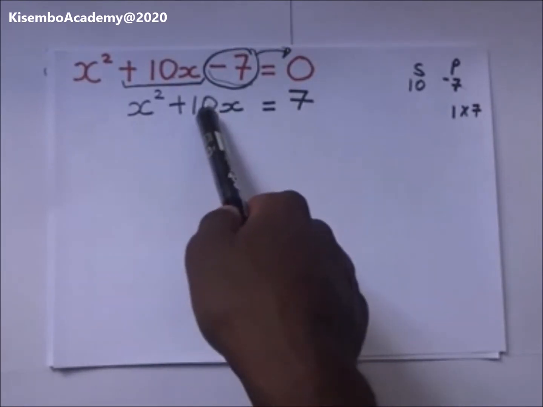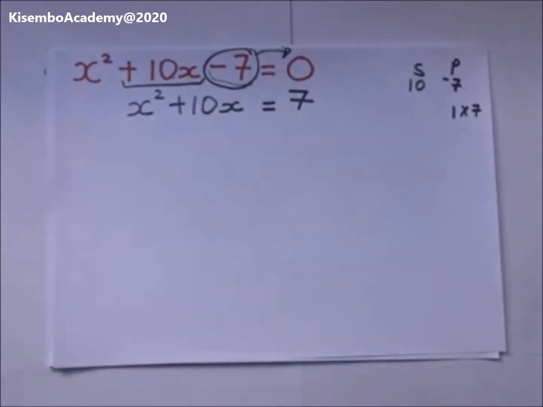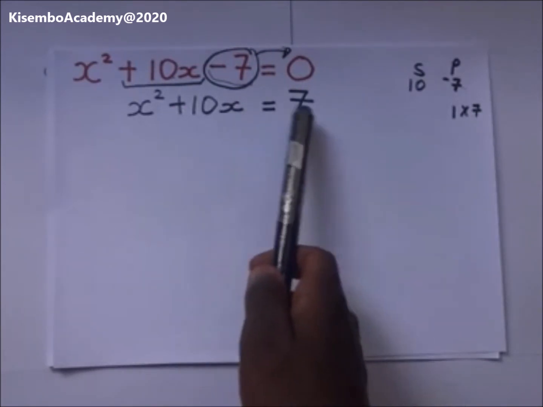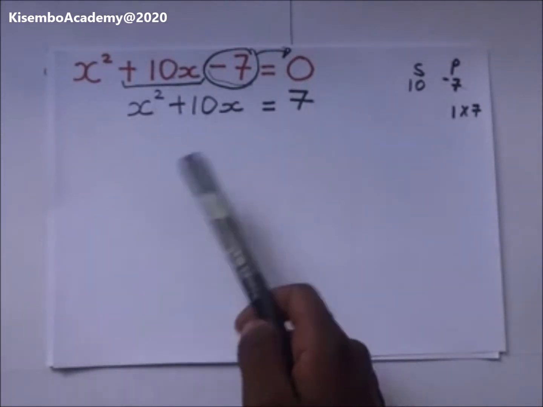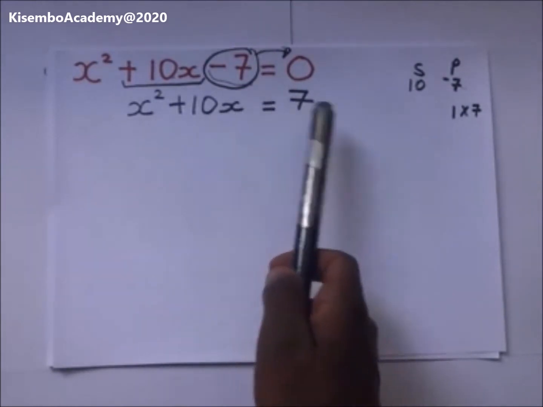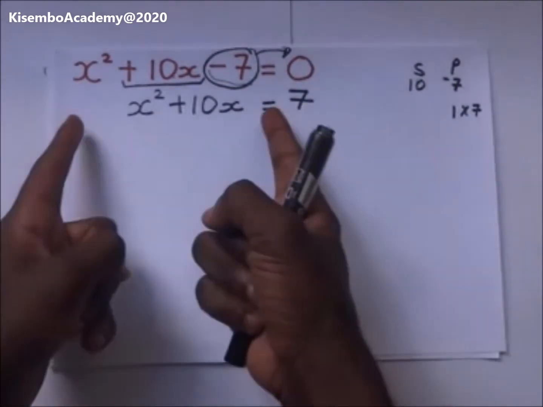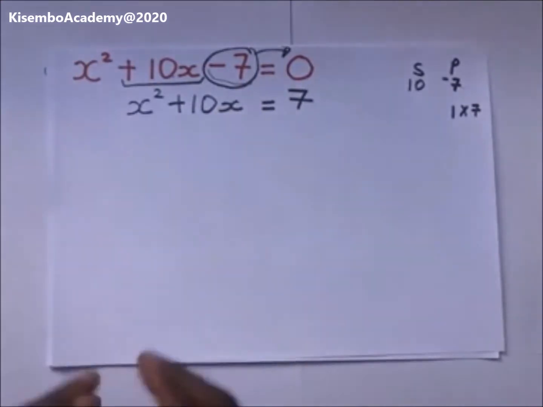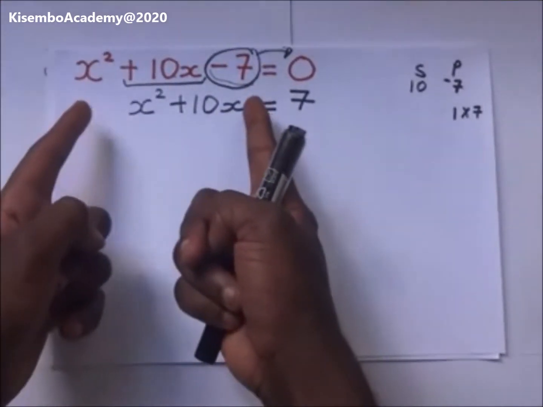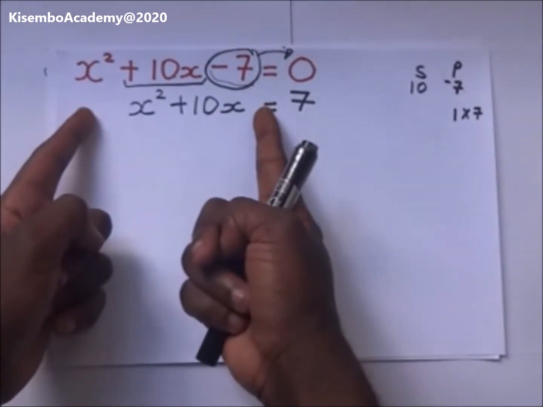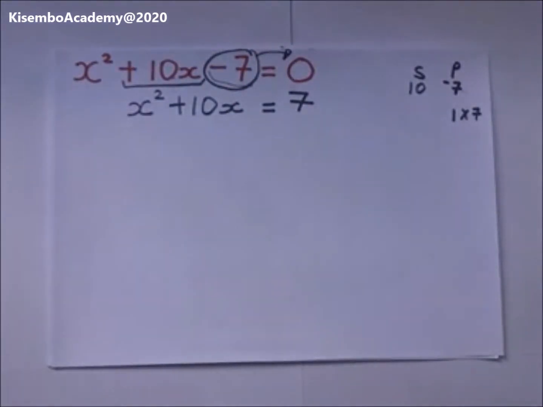When we divide the coefficient of x by 2, the answer we get, we square it. After squaring the answer we get, we add it on both sides of this equation. When we add it on both sides of this equation, you will realize that this part of the equation has become a perfect square, and when it becomes a perfect square, then we can solve the quadratic equation.